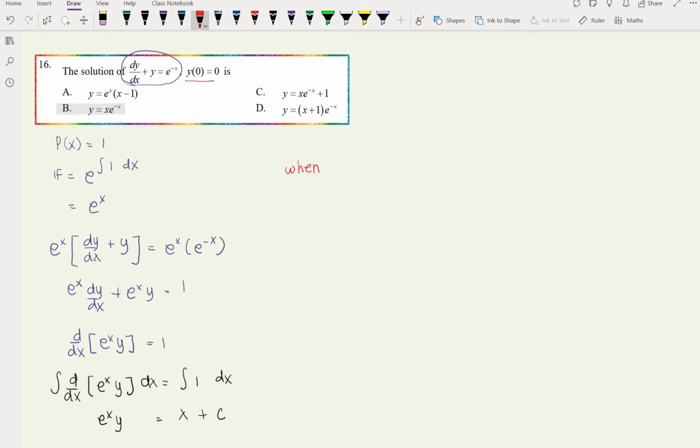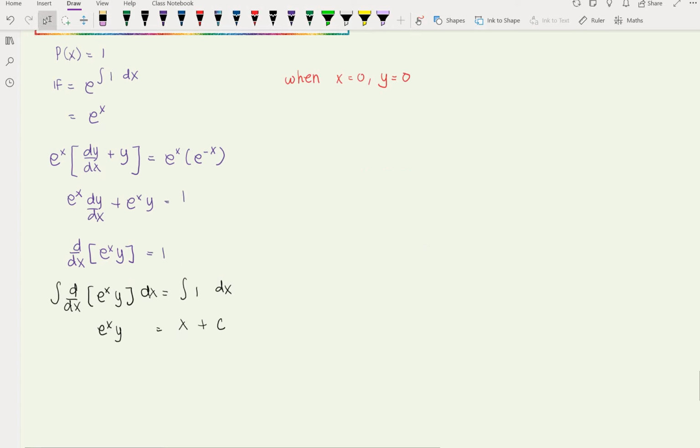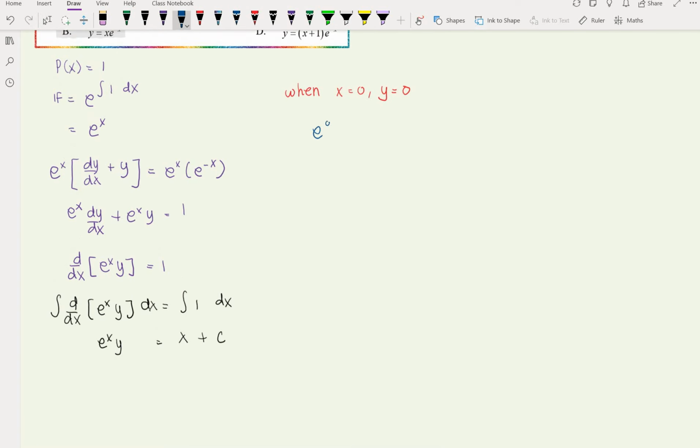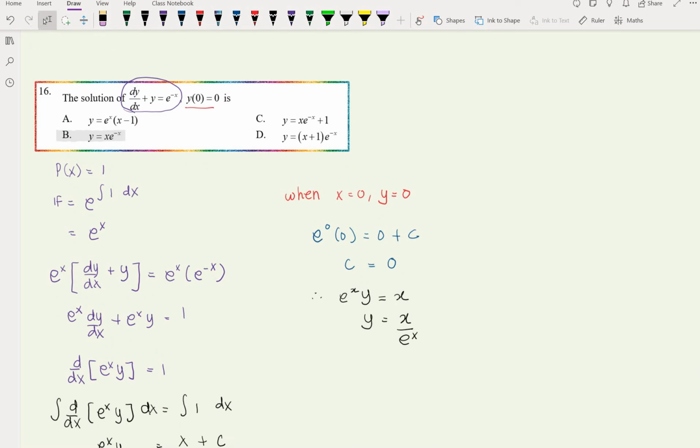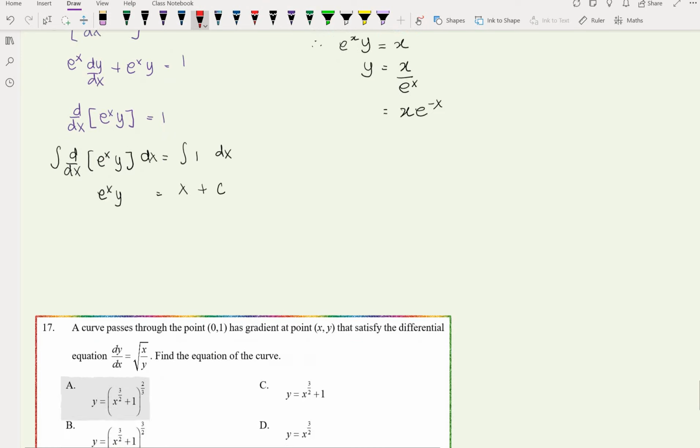So, to get my y, before that we are going to substitute my initial condition. So, kita tahu when x is equal to 0, y is also going to be 0. So, daripada situ, I'm going to get daripada equation last kali tadi, e power of 0 times 0 is equal to 0 plus c. So, kita tahu nilai c is equal to 0. So, my final answer adalah e kuasa x y is equal to x. So, y sama dengan x over e power of x. Okay, yang mana you can also rewrite this as x e power of negative x. That will give me jawapannya adalah B.